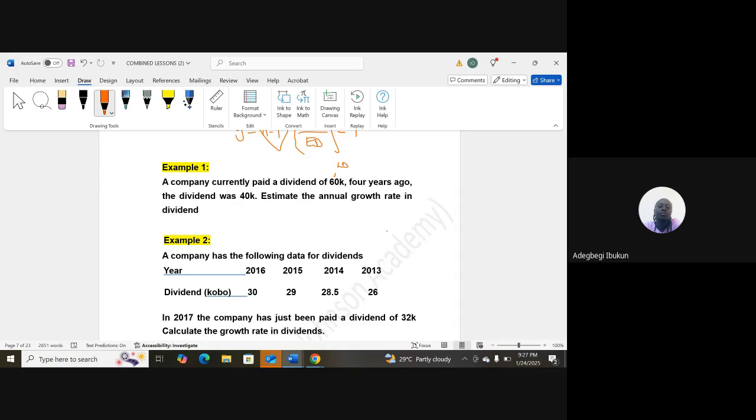Yes, sir. So let's do it together. The growth rate will now be equal to what? So that the class will be interactive, please. The growth rate will be equal to what? N root of the latest over the earliest, minus 1. I've put the formula already. 4 minus 1. Okay. 4 minus 1.